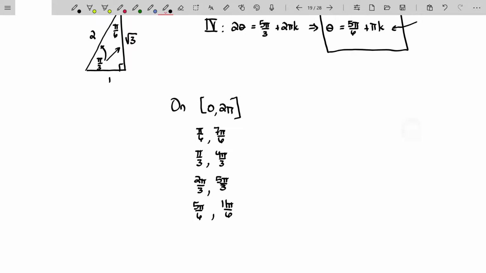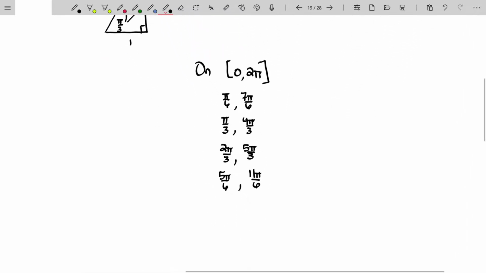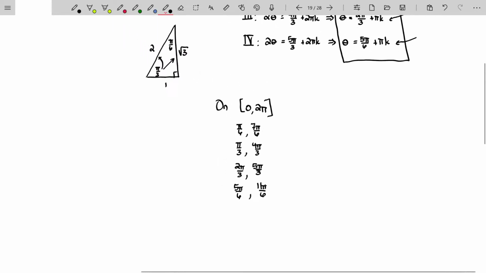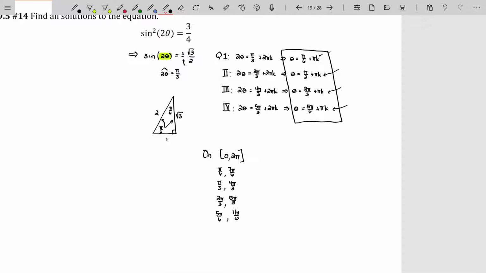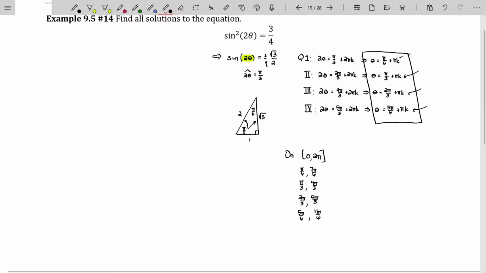So notice, when I had sine of 2 theta, I got double the set of solutions from 0 to 2 pi. That's just how it works. Well, most of the time. There are some exceptions to that rule. One of the exceptions is if your ratio is a quadrantal ratio. In other words, if it lands on an axis. So sine of theta equals 0, 1, or negative 1. And we will likely see that, so don't worry about that.